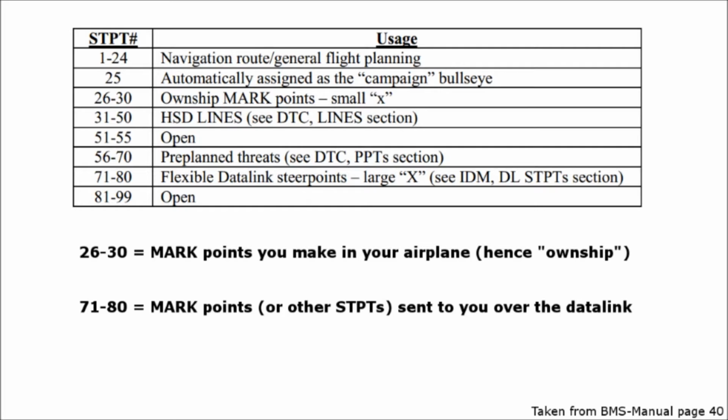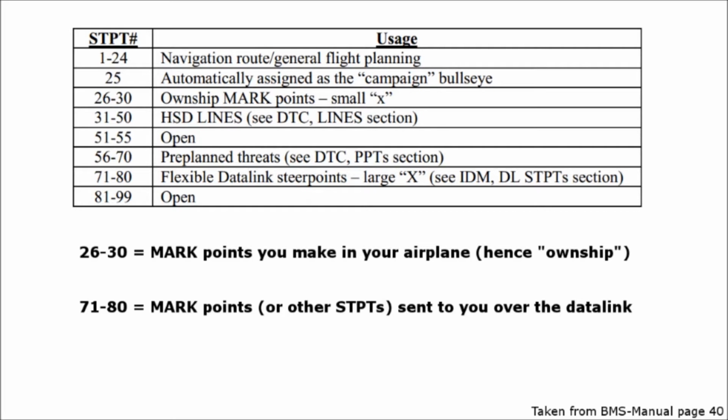If you have somebody in your flight who has set up a mark point and their mark point steer point number is 26 and they send that mark point to you over the data link, it is not going to be 26 for you. 26 for you is your own ship, your own 5 steer point pool. It's going to be sent to you as 70. Well, the first number is going to be 71.